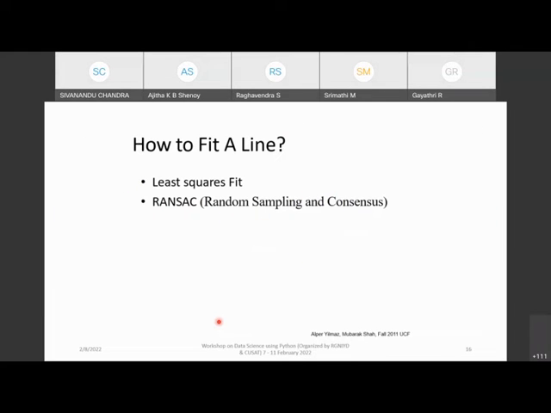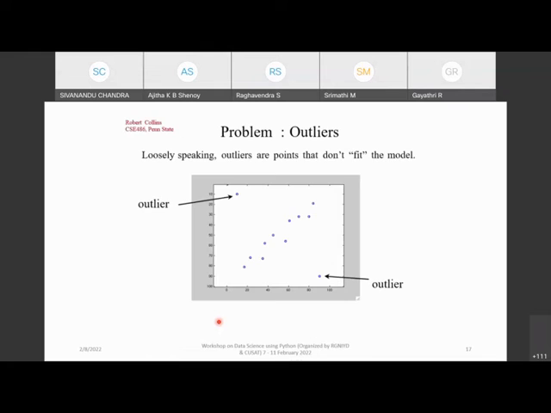This is regression, how to fit a line. All of you might have studied least square fit using linear regression, so I'm not going to talk about that. I'm going to talk about the RANSAC method, which is called random sample consensus. Regression will come in the analyze phase where you are applying a regression model to fit a curve to your given data.